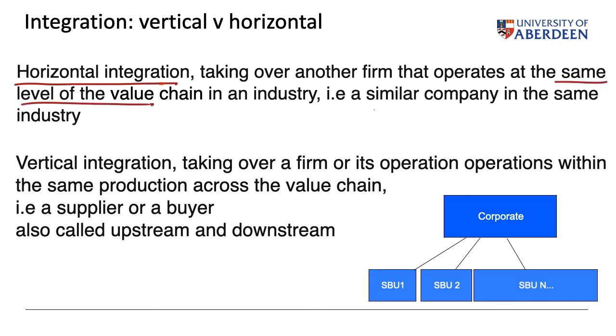A related concept is the concept of integration. Integration refers to one corporation adding another business into their portfolio in such a way that is vertical or horizontal. Horizontal integration is taking over another firm that operates in the same level of the value chain. So if you're selling lemonade on the street, you're buying another company that sells lemonade on the street. Vertical integration is a different thing because here we're taking over firms' operations that operate across the value chain. So, for example, a supplier or a buyer. Typically, if you're buying a supplier, that's called upstream. And if you're buying a buyer, that's called downstream.